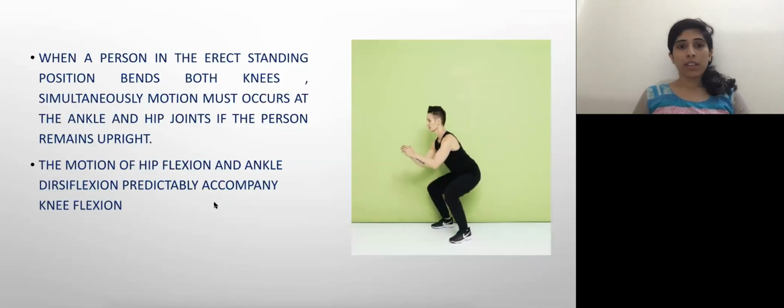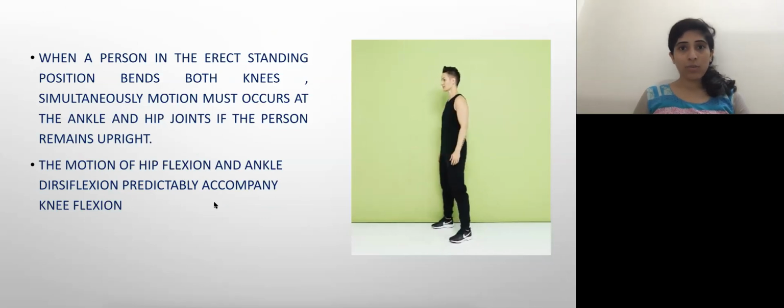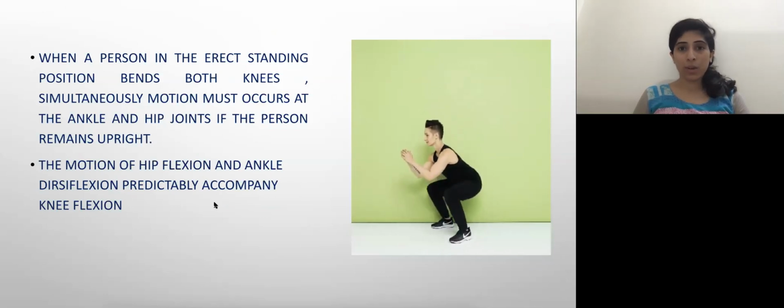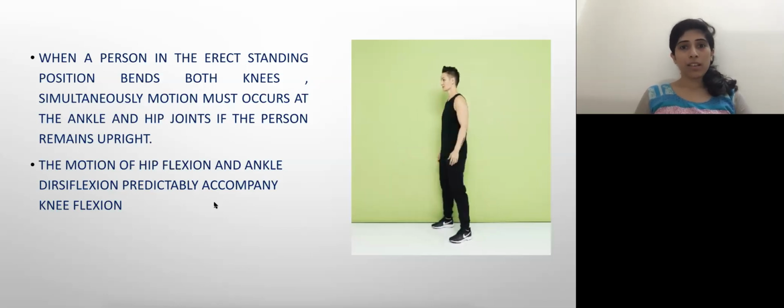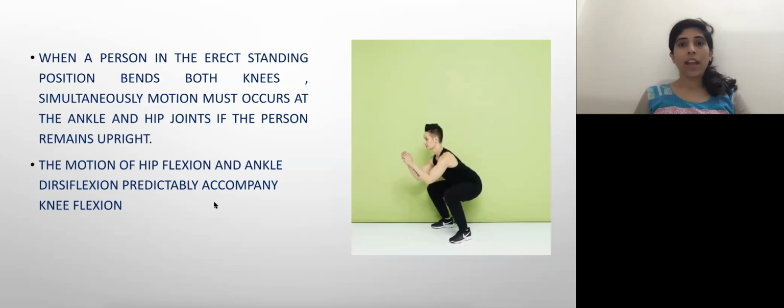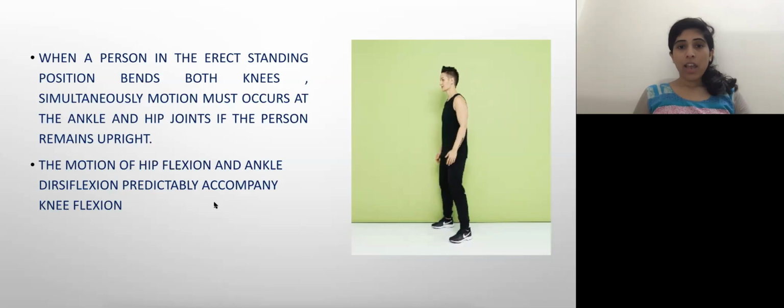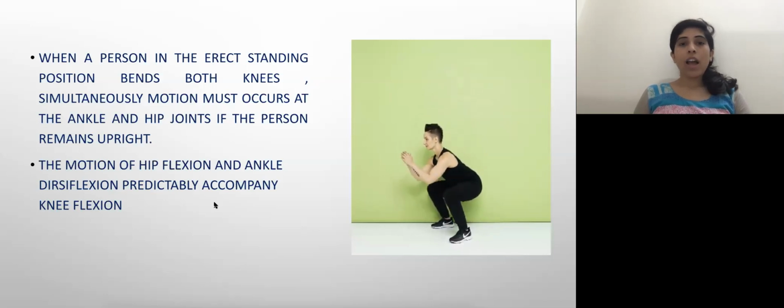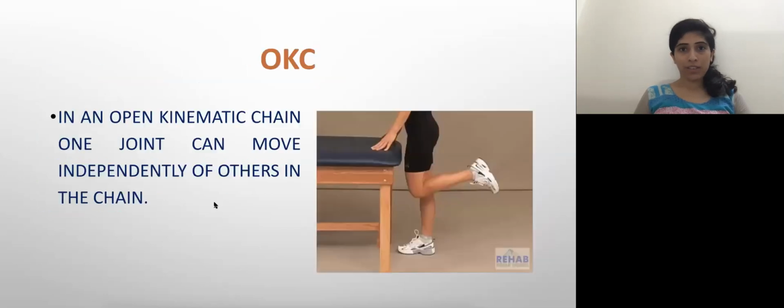When a person in the erect standing position bends both the knees, we can say the person is doing squatting. Simultaneously, motion must occur at the hip joint and ankle joint. The motions of hip flexion and ankle dorsiflexion predictably accompany the knee flexion.